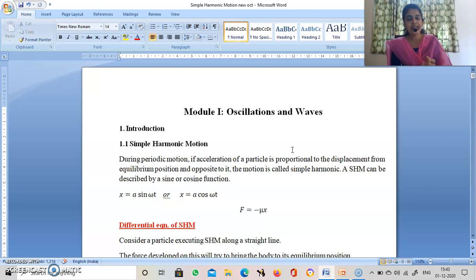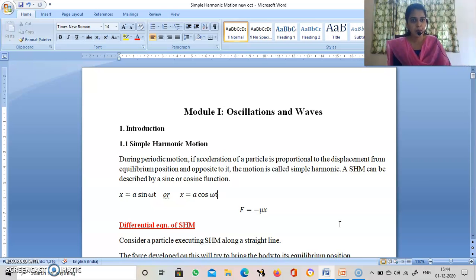So we can define the simple harmonic oscillator or simple harmonic motion as follows: if the acceleration of a particle is proportional to its displacement from the equilibrium position and opposite to it, then the motion is said to be simple harmonic. As we know, it is described by a sine or a cosine function, and we can write the equation as x equals a sin omega t or x equals a cos omega t. Now let us see how we can derive the differential equation of a simple harmonic motion.